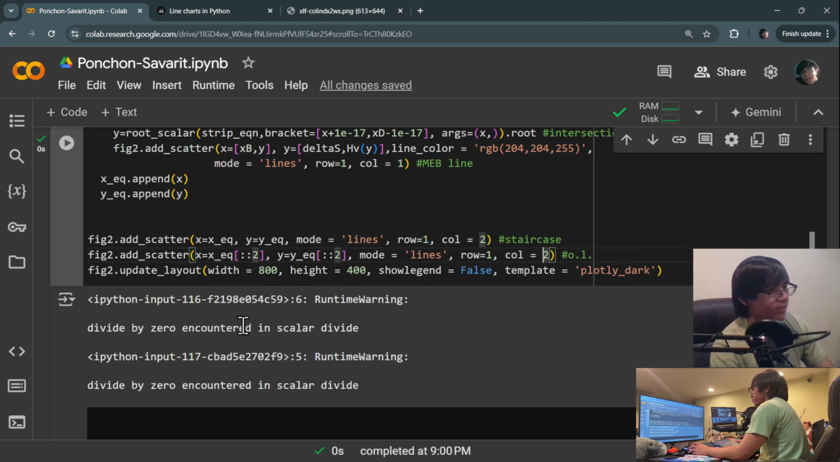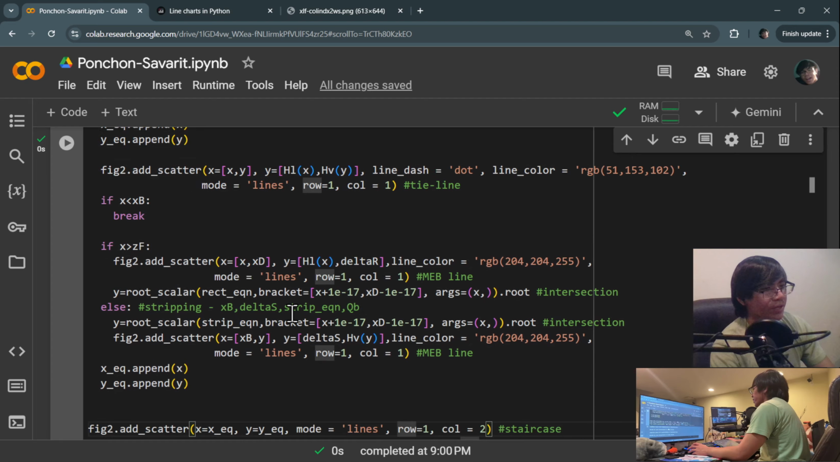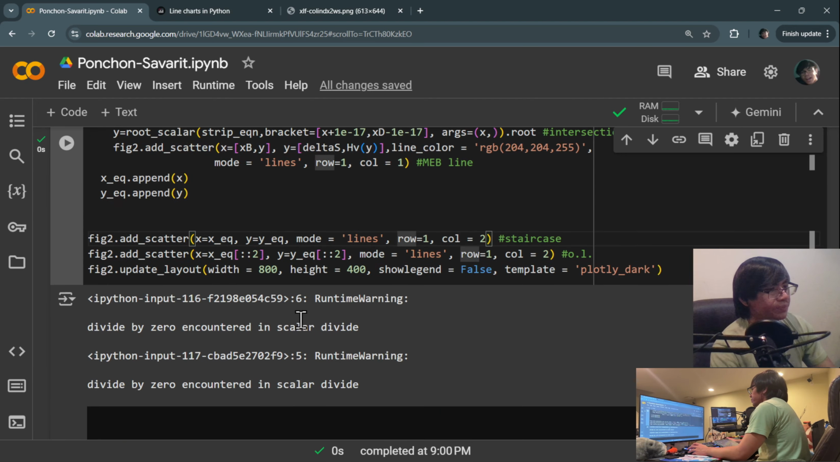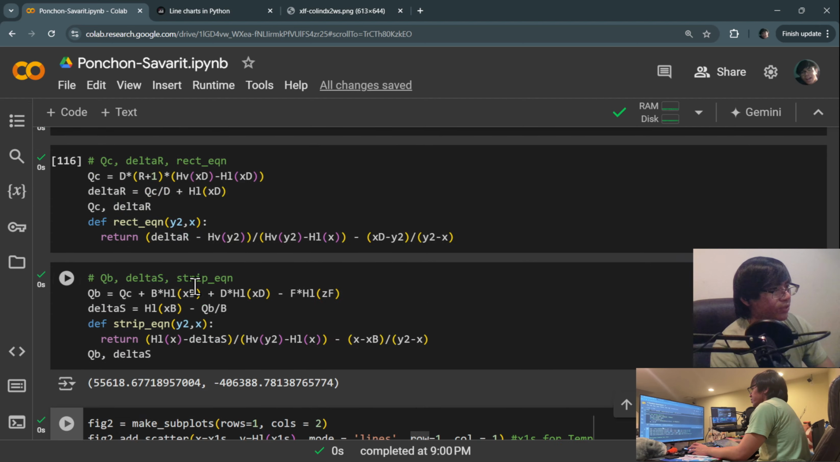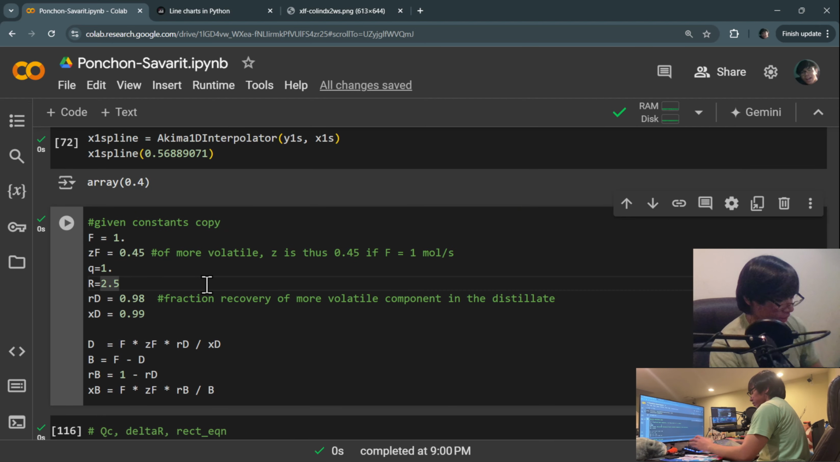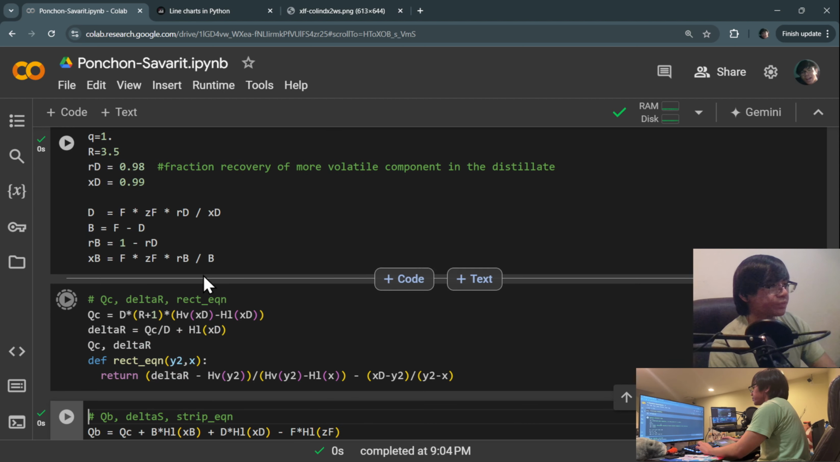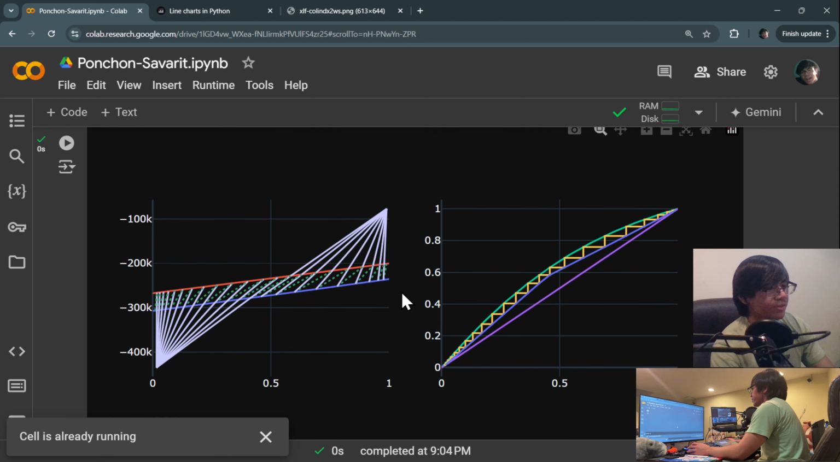Still getting this divide by 0. I have no idea since it's working. So that's all of it. I'm going to return this back to what we had. We have 3.25, 3.5. Okay, so I'll leave it at this.